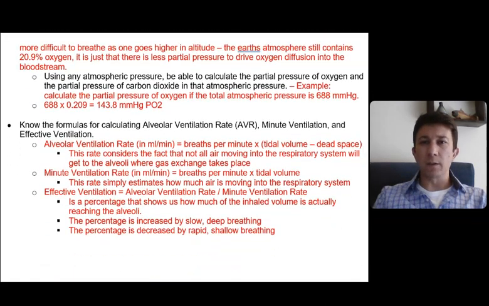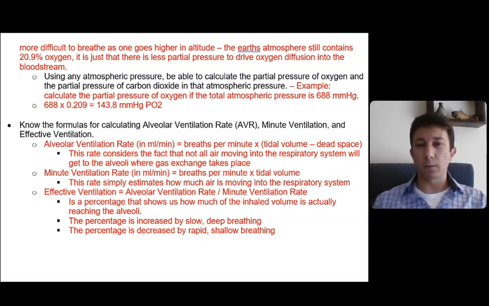So the last part of this we'll examine are a couple of formulas: alveolar ventilation rate, minute ventilation rate, and effective ventilation. The only one that I'm really going to ask you to calculate in a question is the alveolar ventilation rate, or AVR, which is the ventilation rate. So ventilation is going to be milliliters of that particular gas in a specific amount of time. So the units here are going to be in milliliters per minute.